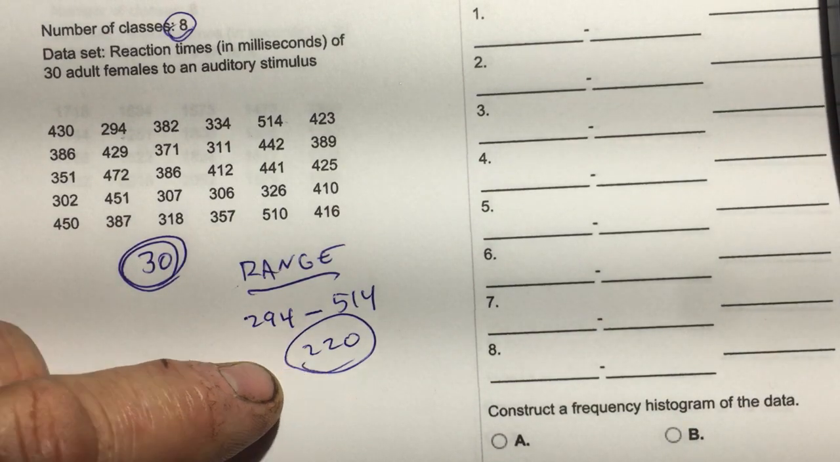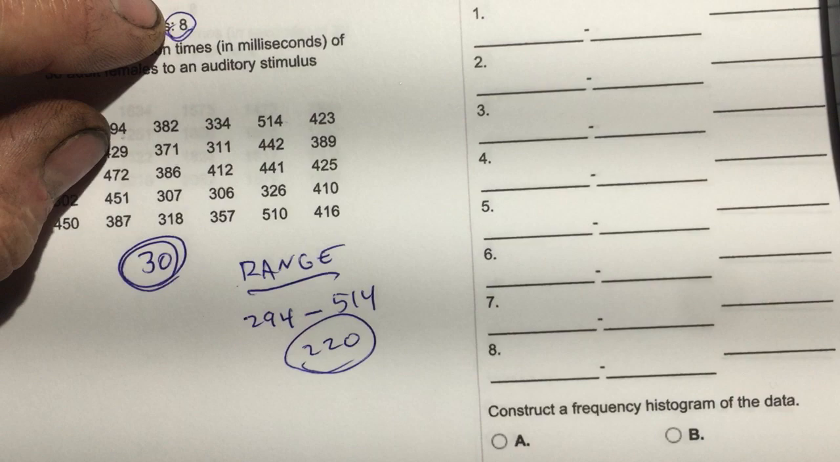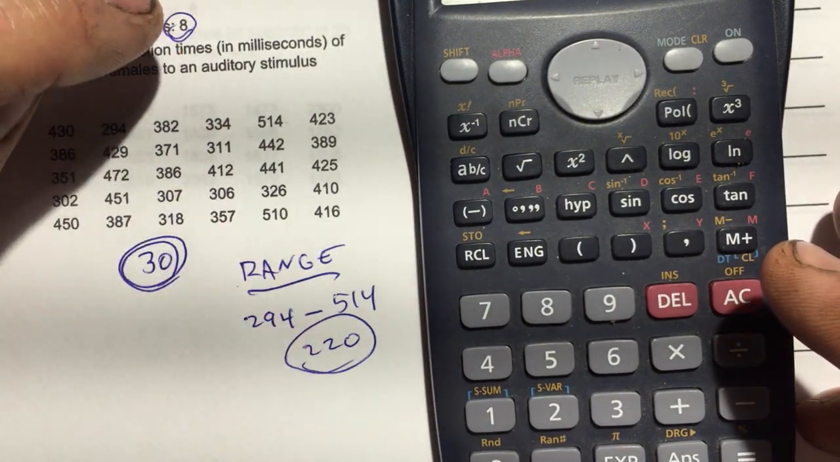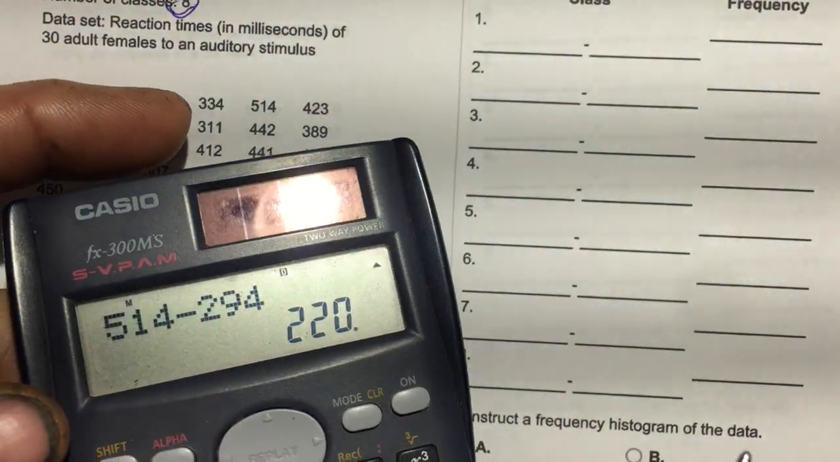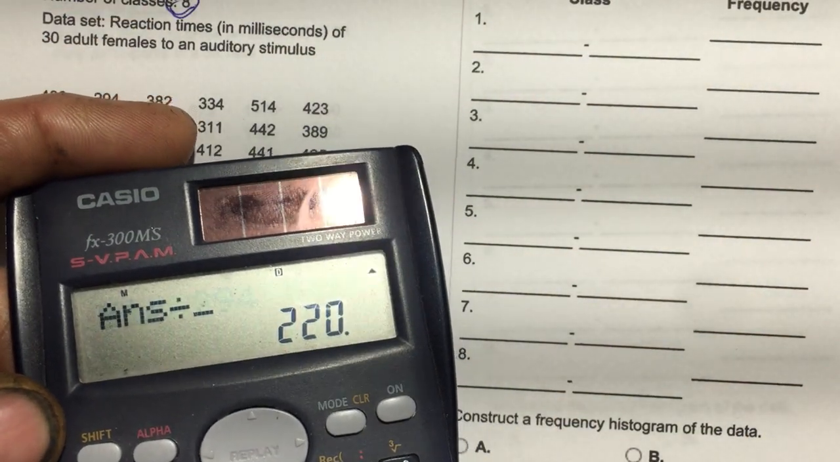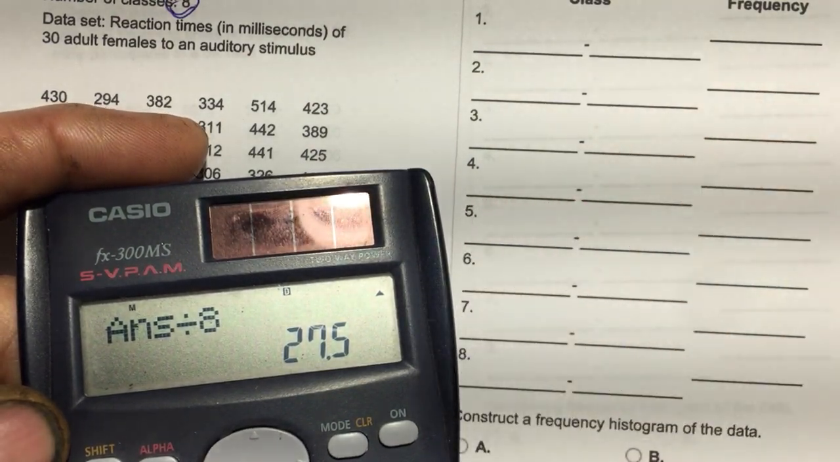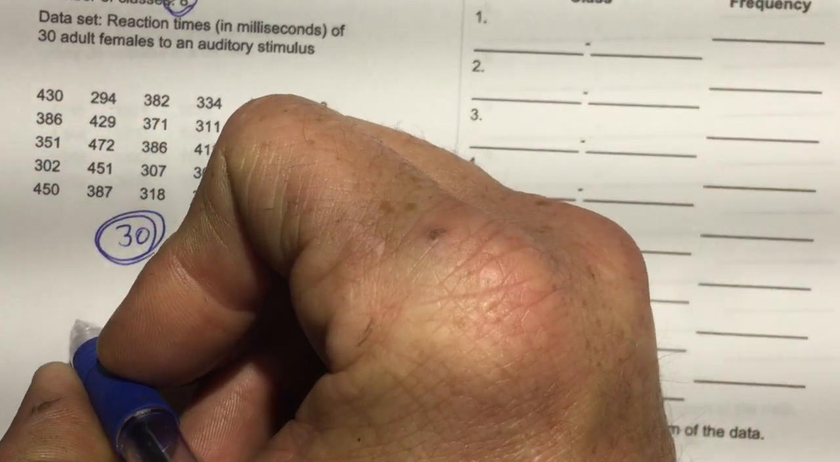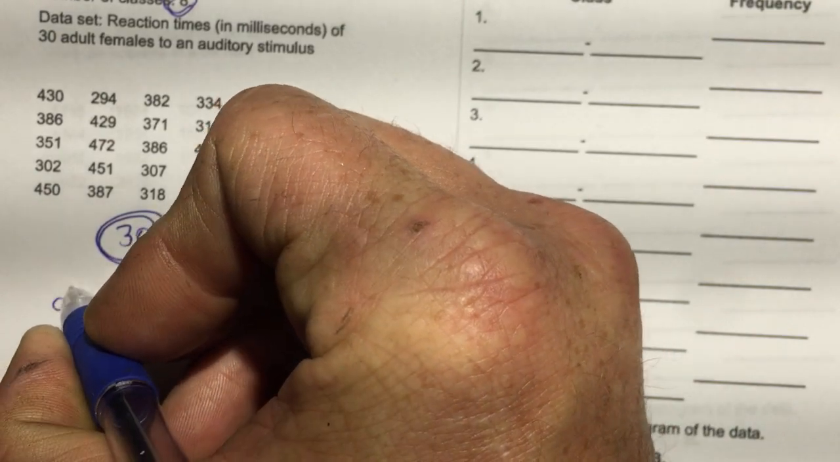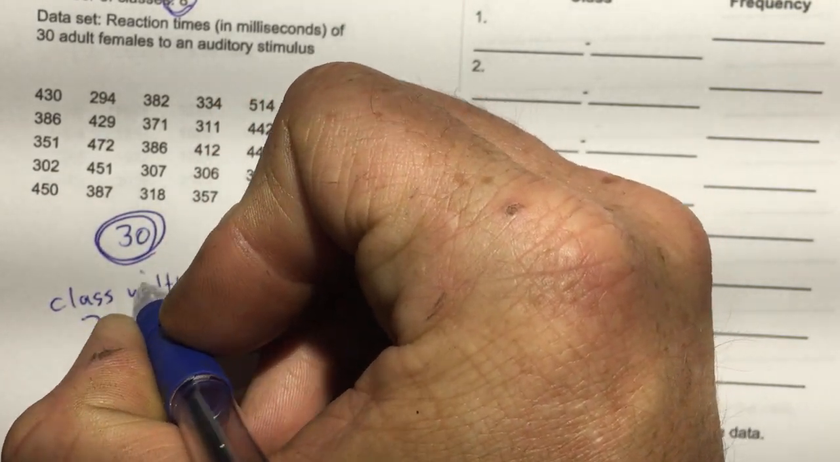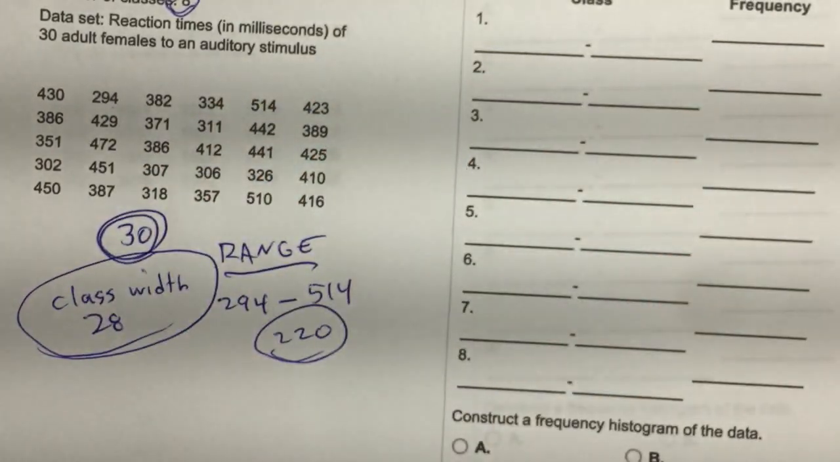Okay, what does my class size need to be? I want 8 classes. All right, so I'm going to do 220 divided by 8. It's 27.5, so we go up to the next number, which is 28. So 28 is my class width.